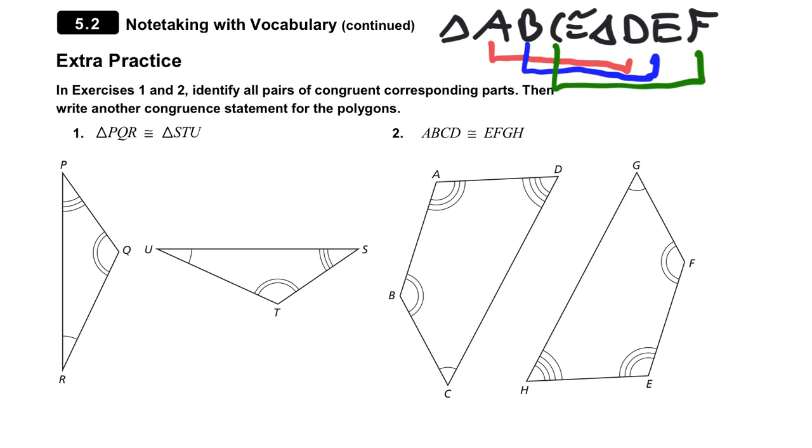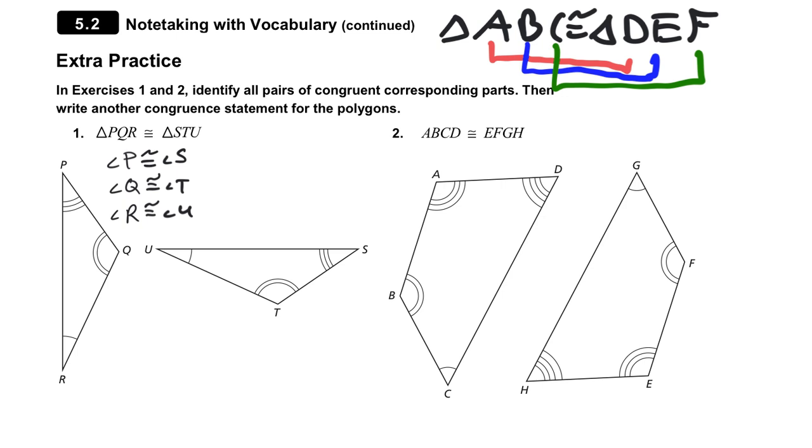Now, because we have a congruent statement, I can write these in order. I can say angle P, angle Q, angle R, because they go in order of what we see here. So they have the order P, Q, R, and I can write STU right in order. So I can say congruent, congruent, congruent to angles STU. Now that's for angles.